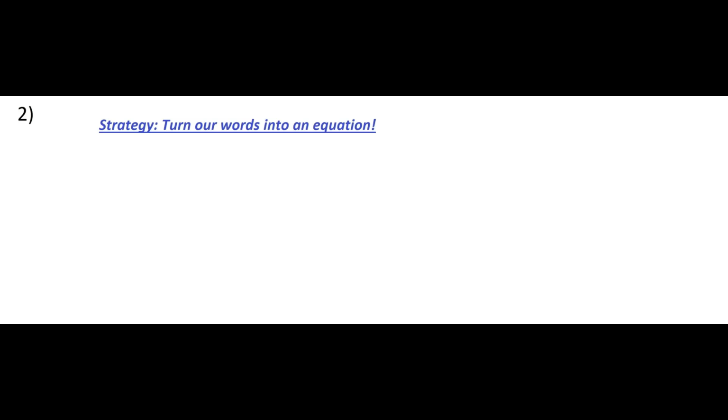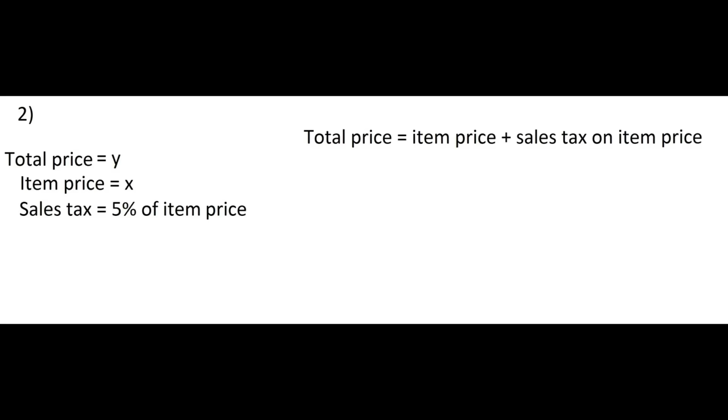Number 2, we have to look at how to turn our words into an equation. That's our strategy. We're creating an equation. We're starting with our total price, which is y. Our item price we're going to call x. And our sales tax is 5% of our item price. All we have to do now is start with our words and substitute until we have an equation.